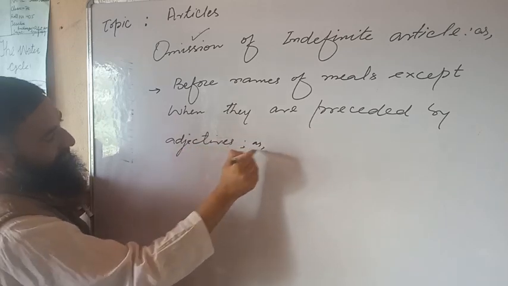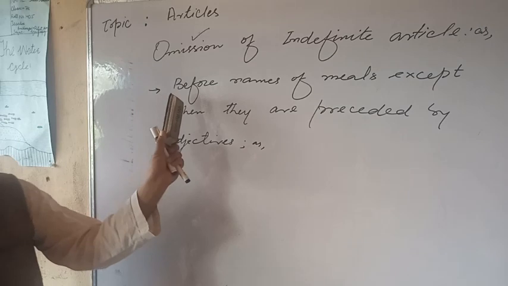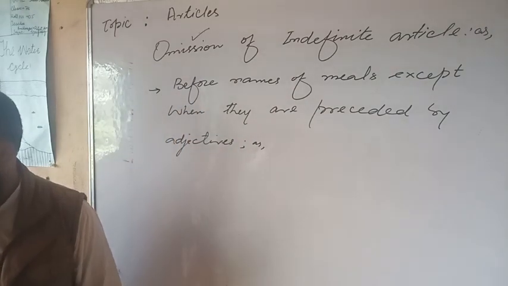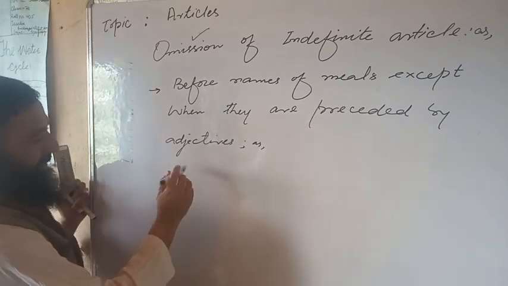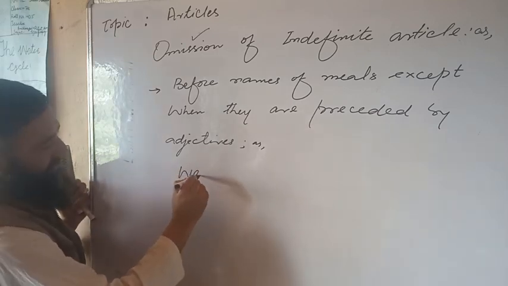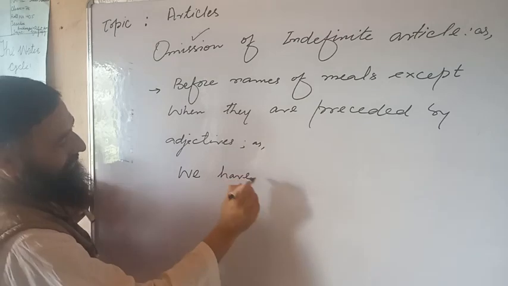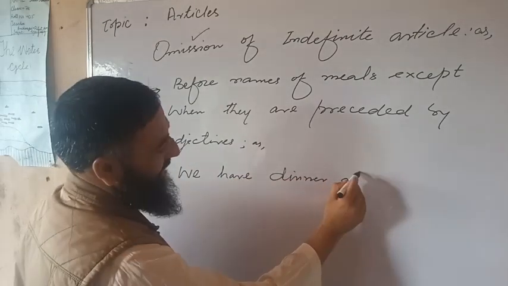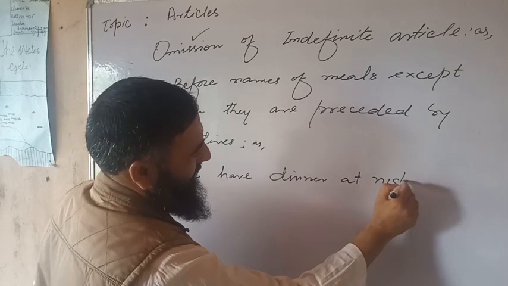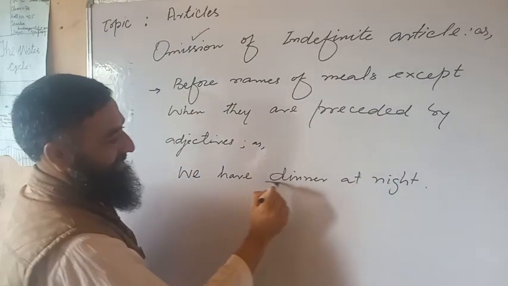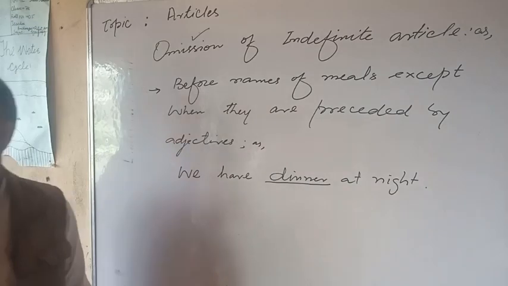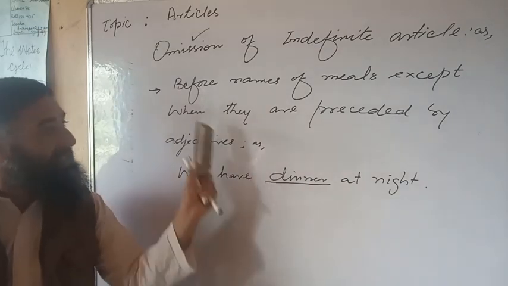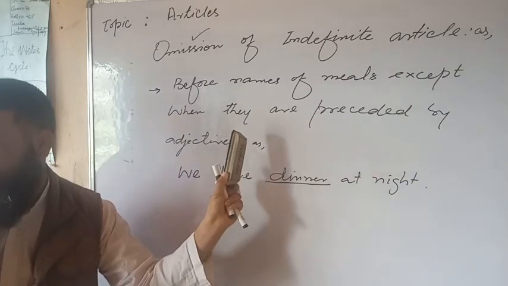For example, we omit the indefinite article before the names of meals. For example, we have dinner at night. See, this is dinner and you will use no indefinite article before it because it is a name of a meal.